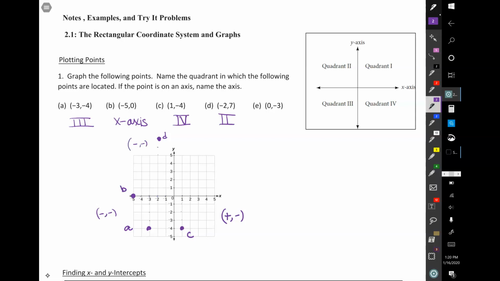E is (0, -3). So that is on the y-axis. So I have no horizontal movement there from the origin. I'm just going to go down 3 units. And I'm going to label that as E. And that's on the y-axis, not in a quadrant.